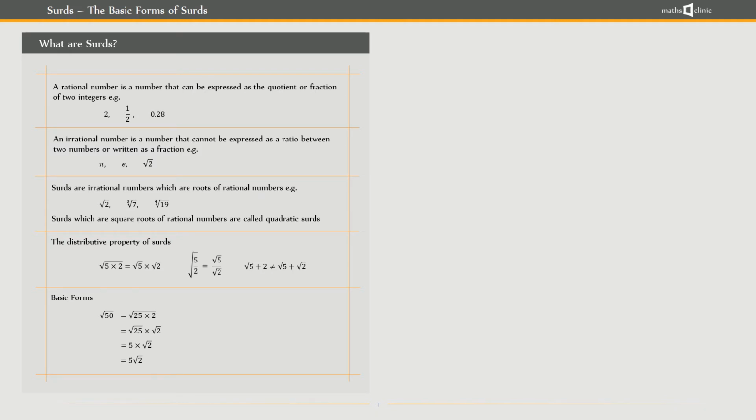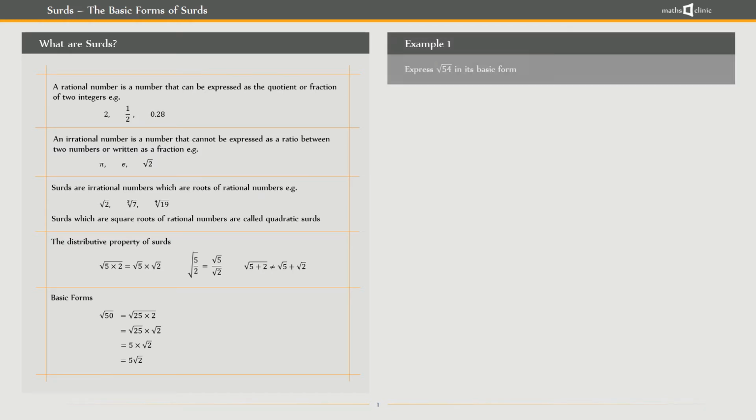Now, let's do an example. Example 1 says express root 54 in its basic form. Okay? And this is actually really easy. We just need to follow the steps that I just showed you. So step 1. Now we have root 54. Now can you think of a perfect square that root 54 can be divided by? Think of a perfect square.